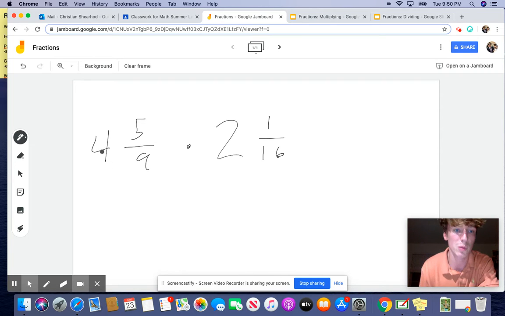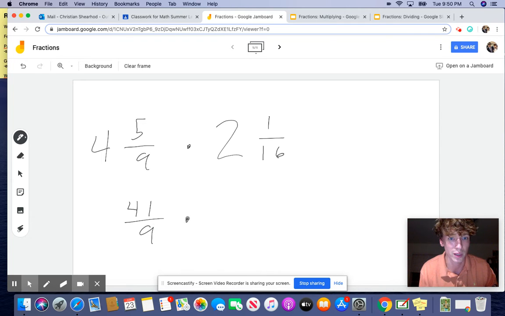So we multiply this times the bottom. 4 times 9 is 36. 36 plus 5 is going to be 41. Also over 9. So if we divided 41 by 9, we should get 4 and 5/9. So this right here and this right here are the same thing.